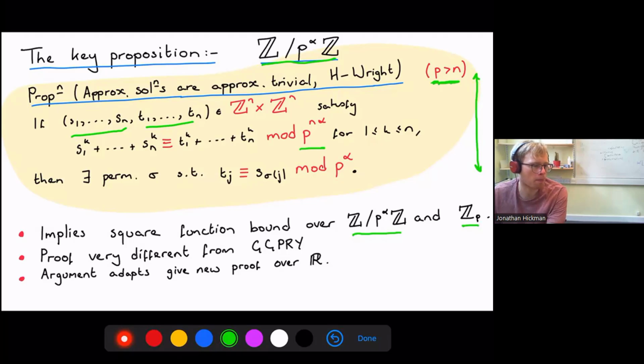Although carrying out these arguments in the Euclidean setting is a little bit messy, so adapting the argument requires a little bit of work.